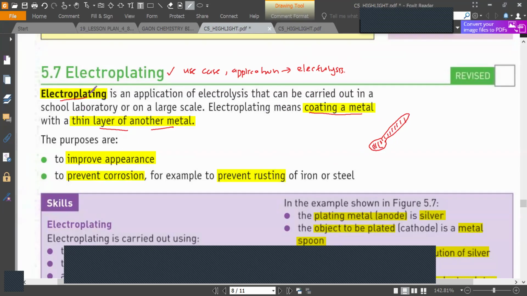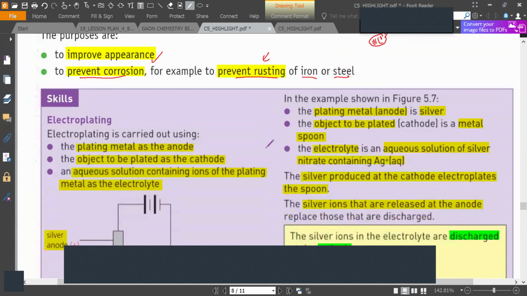So why do we do that? To improve the appearance, to make it more shiny. And to prevent corrosion, for example, to prevent rusting. Let's say we have an iron spoon or a steel spoon, it can rust easily. But if we coat it with another layer of metal, it will not rust.